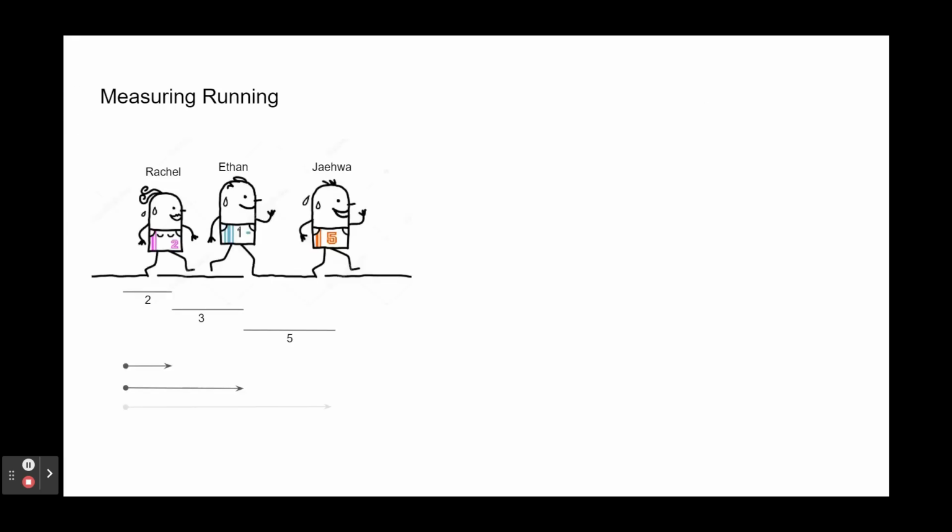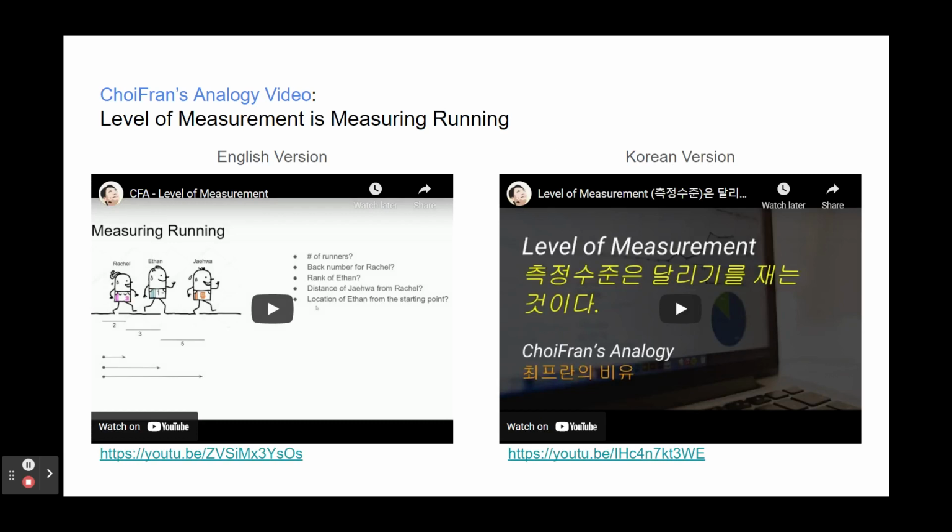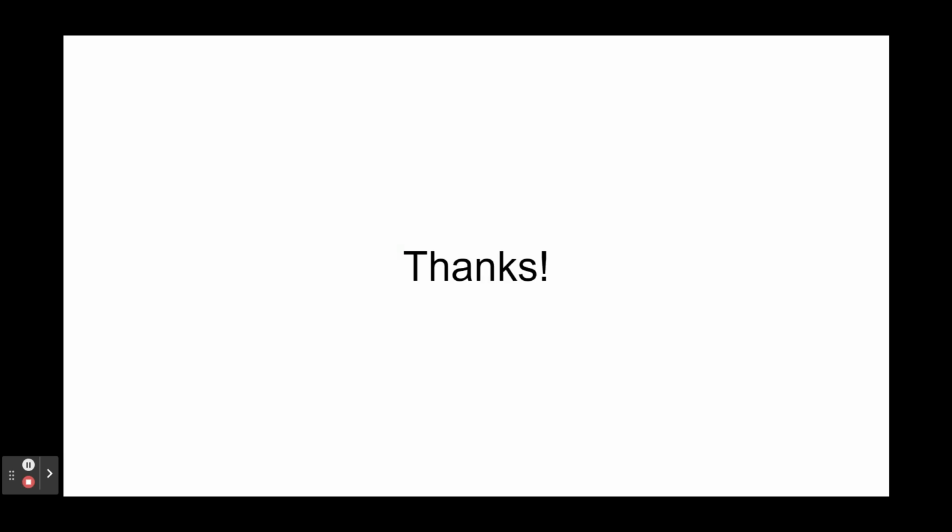All right, we already talked about this issue: the number of runners, the back number for Rachel, the rank for Ethan, the distance between Jehua and Rachel as likely interval scale, and the location of Ethan relative to the starting point as likely ratio scale. Ratio scale and interval scale are very confusing, right? Please don't forget those things. Thank you.